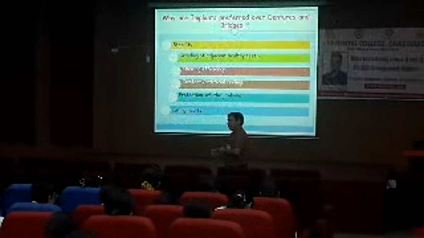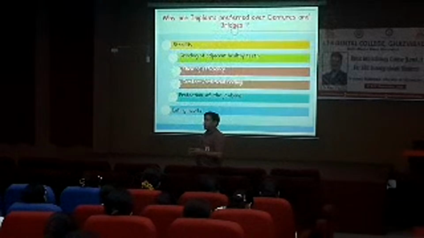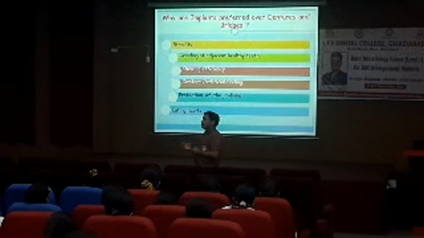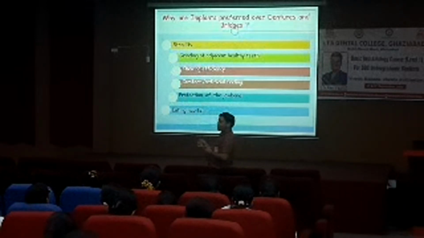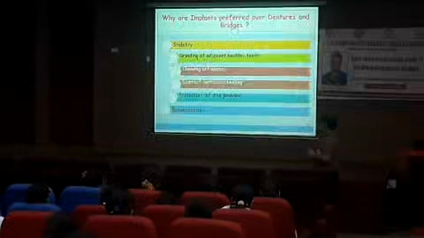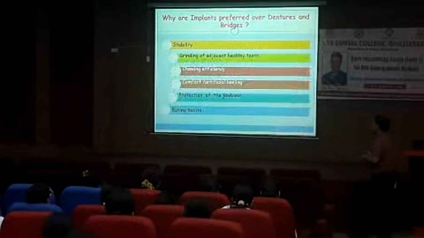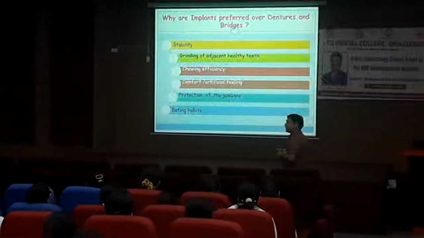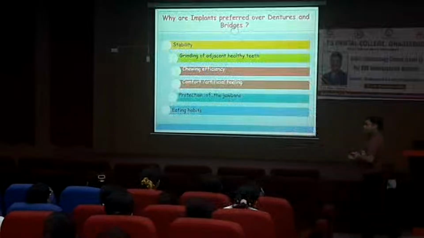If you are putting a denture, there is a continuous loss of the bone because it is a physiological process. But if you place an implant, there is a stimulus which increases the osteoclastic and the osteoblastic activity, and the bone turnover rate is equal if you are placing an implant in this jawbone. So there is a protection of the jawbone, and then the eating habits. With implant you can eat whatever you want. Okay, because the efficacy is more as compared to other treatment modalities.